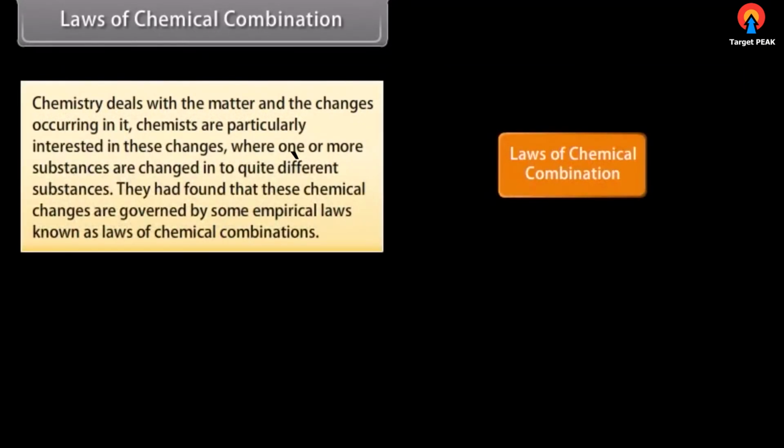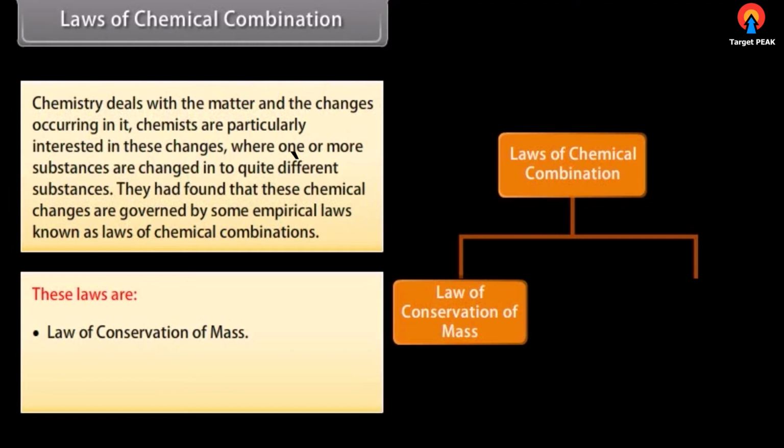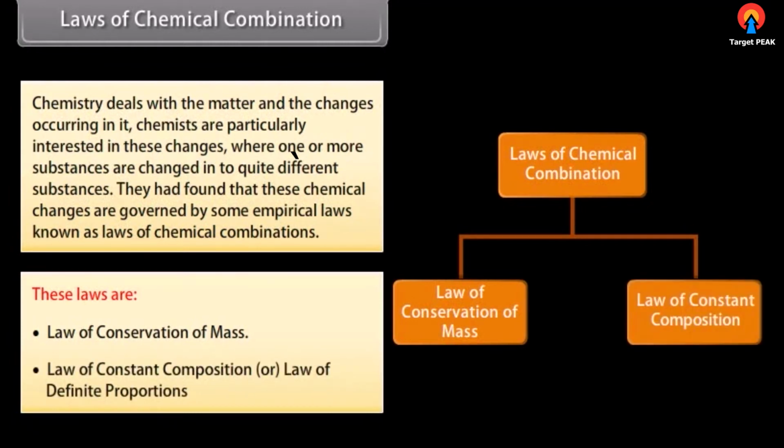Laws of chemical combination. Chemistry deals with the matter and the changes occurring in it. Chemists are particularly interested in these changes where one or more substances are changed into quite different substances. They had found that these chemical changes are governed by some empirical laws known as laws of chemical combinations. These laws are law of conservation of mass, law of constant composition or law of definite proportion.